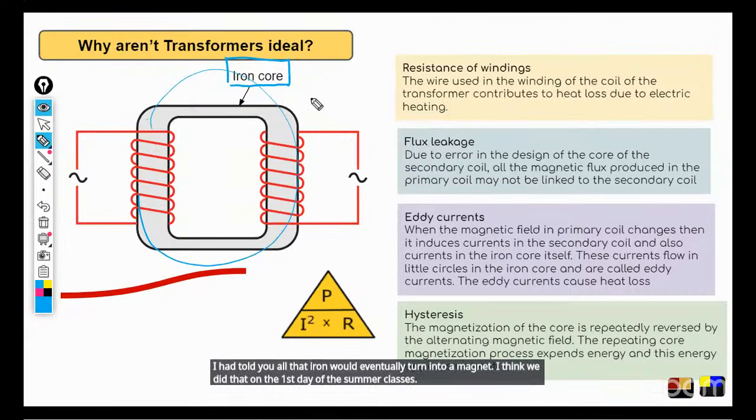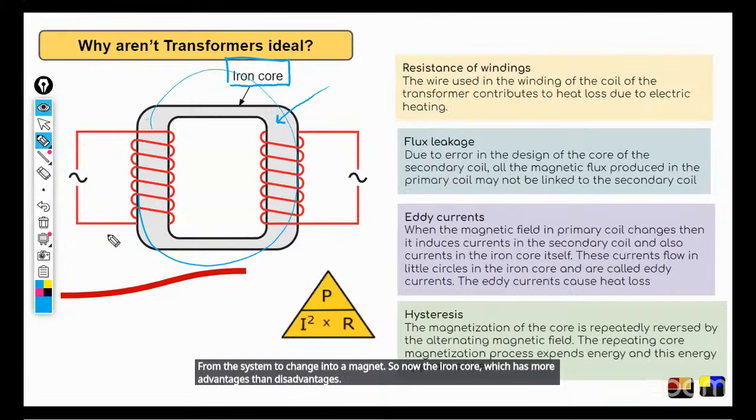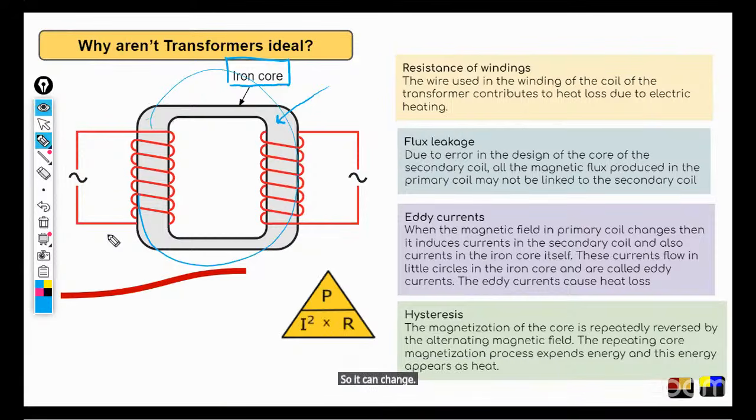Do you think turning something into a magnet happens for free? No. The iron core will absorb some of the power from the system to change into a magnet. So now the iron core, which has more advantages than disadvantages, is absorbing or stealing power from the whole system so it can change into a magnet. That process is called hysteresis. Okay?